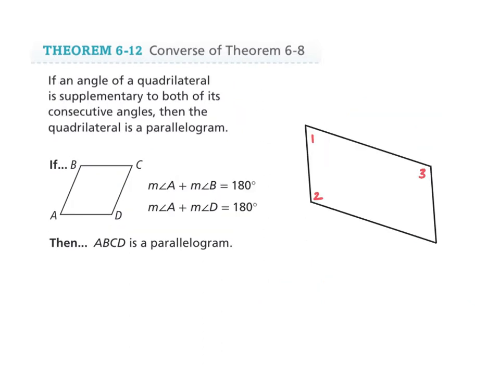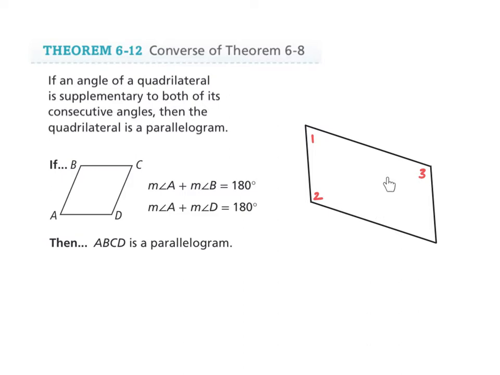So that was the first way we can prove that a quadrilateral has to be a parallelogram. The second way is if we look at it and we say, hey, I have an angle, like say angle A right here, and if I add A and B together, I get 180. And if I add A and D together, I get 180. That means this has to be a parallelogram. So if one angle of the quadrilateral is supplementary to both of its consecutive angles, then it has to be a parallelogram. Well, let's prove why that works.